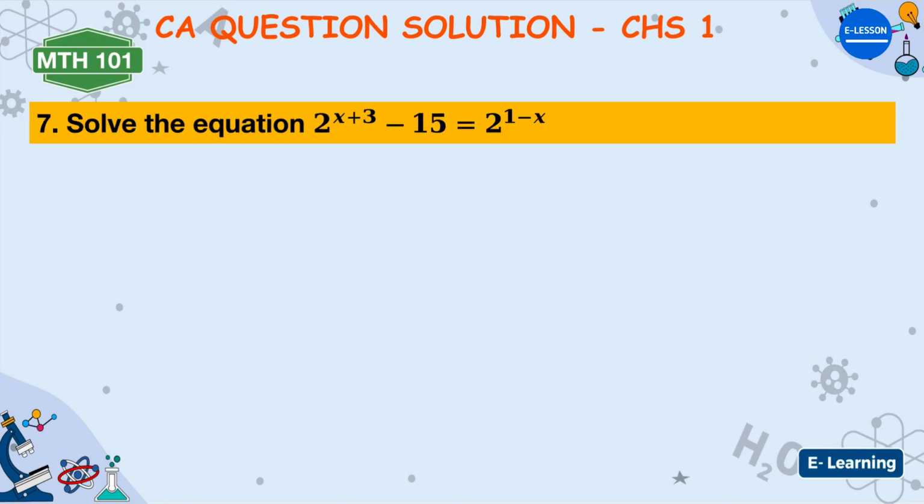The next question says, solve the equation. We are given this particular equation and you are asked to solve. A very simple one. Now, how do you solve an equation like this? It's very easy. This 2^(x+3) minus 15 is equal to 2^(1-x). Now, this 2^(x+3), do you know that we can also write it as 2^x times 2 raised to the power of 3? Yes.